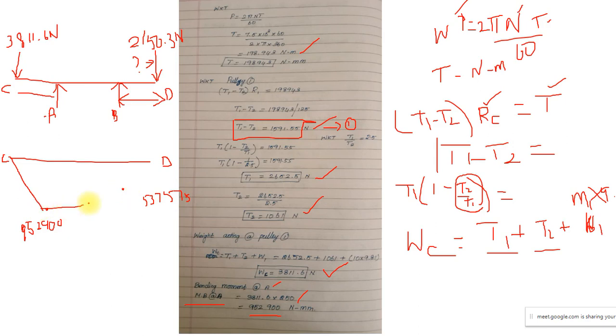Obviously, looking at this diagram, you can say whether the bending moment at A is maximum or B is maximum. So where is the maximum? Is the bending moment maximum at A or B? Answer my question.